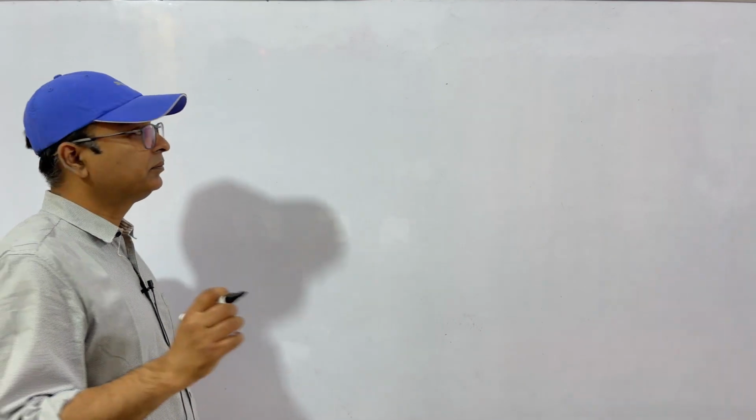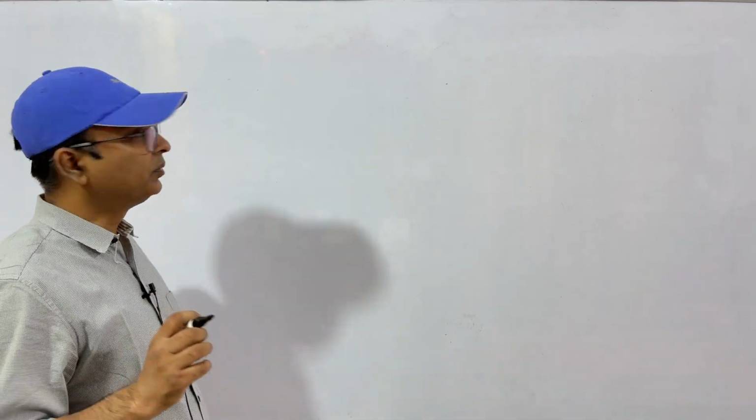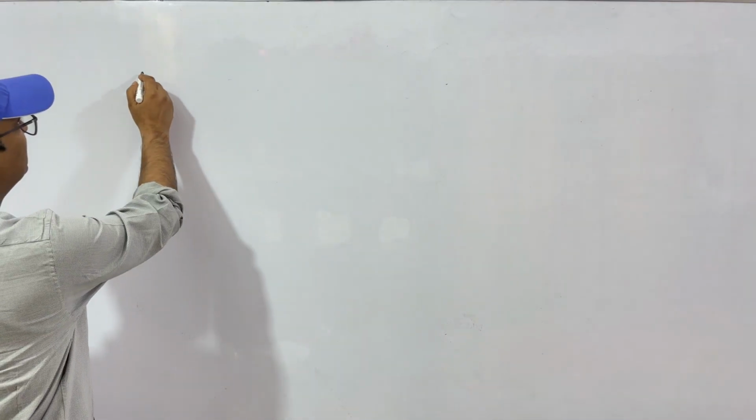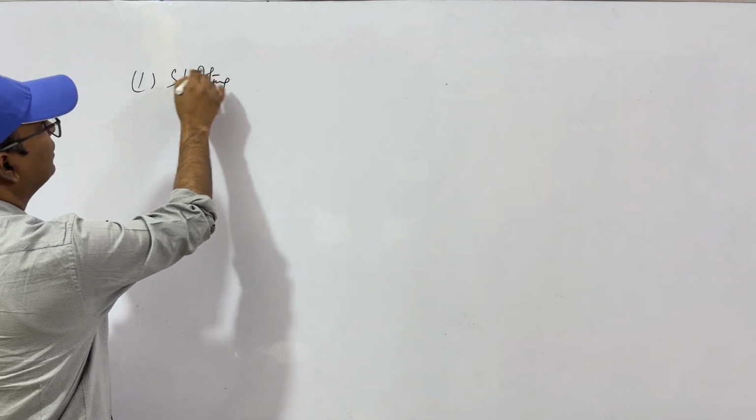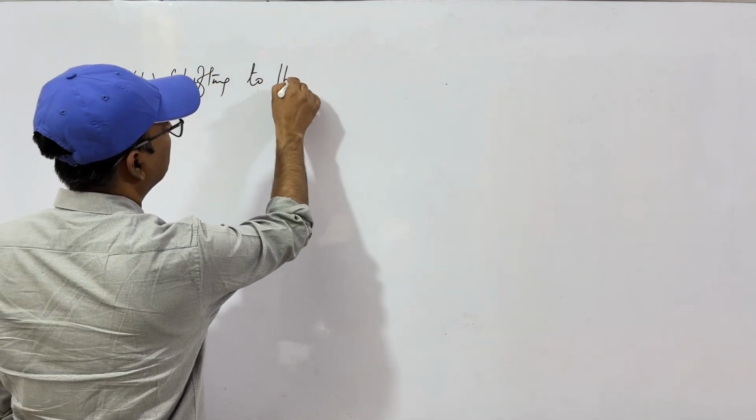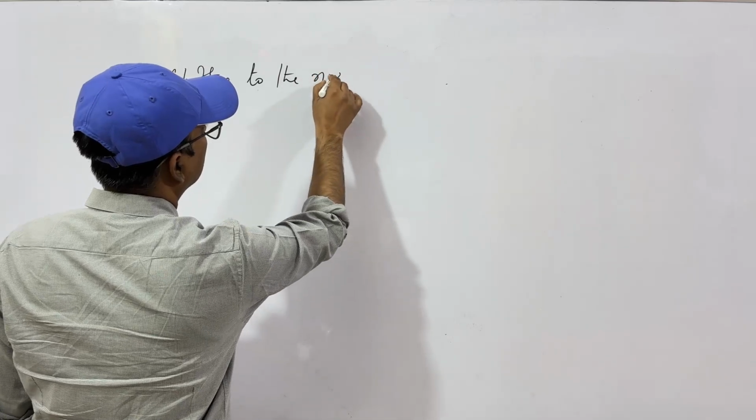Now let's see some properties of Z transform and some theorems. First is called shifting to the right. What is shifting to the right?